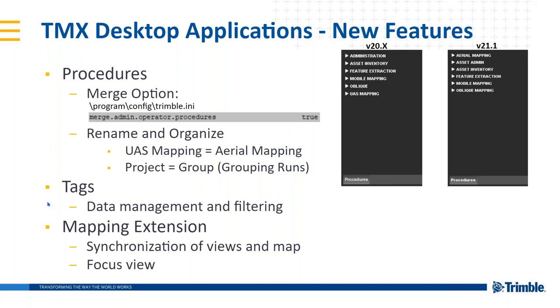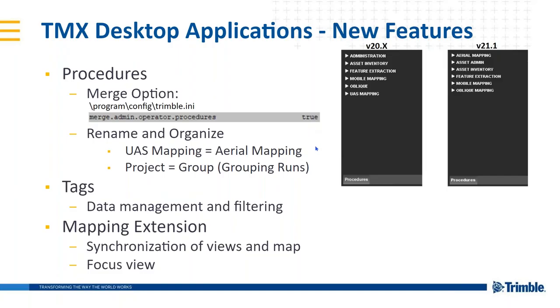And second, it will also be a little bit more concise with some of the features reorganized in a different way. In order to enable this view, this is called a merge view. You can enable it from the config trimble.ini file that can be found in the program files. And there's an option that you can set either to true or false, depending on your preference.